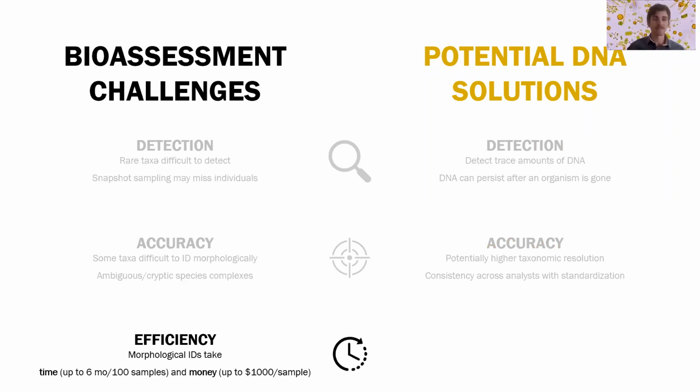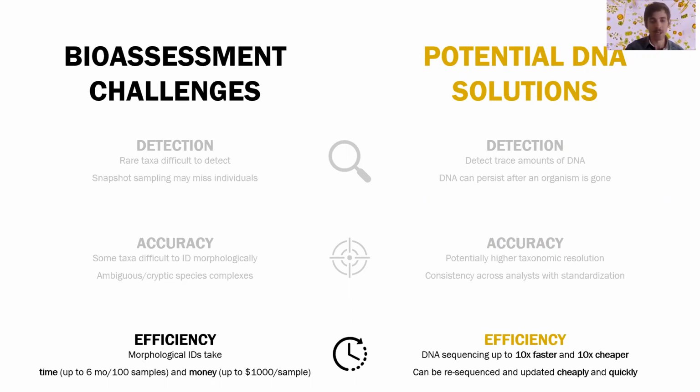And then thirdly is efficiency. Morphological IDs take time, up to 6 months per 100 samples, and money, up to $1,000 per sample. And while DNA also takes time and money, DNA sequencing can be up to 10 times faster and 10 times cheaper. And also, samples can be retroactively resequenced and updated cheaply and quickly as these methods become cheaper to operate and more updated.